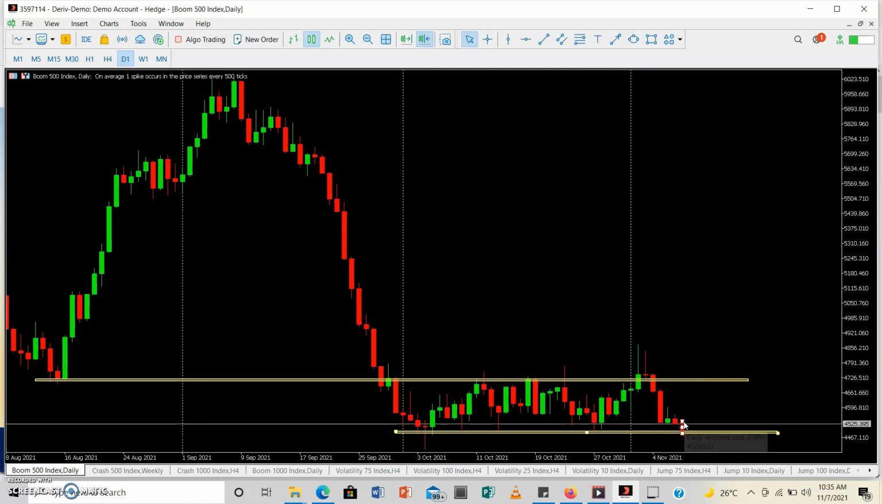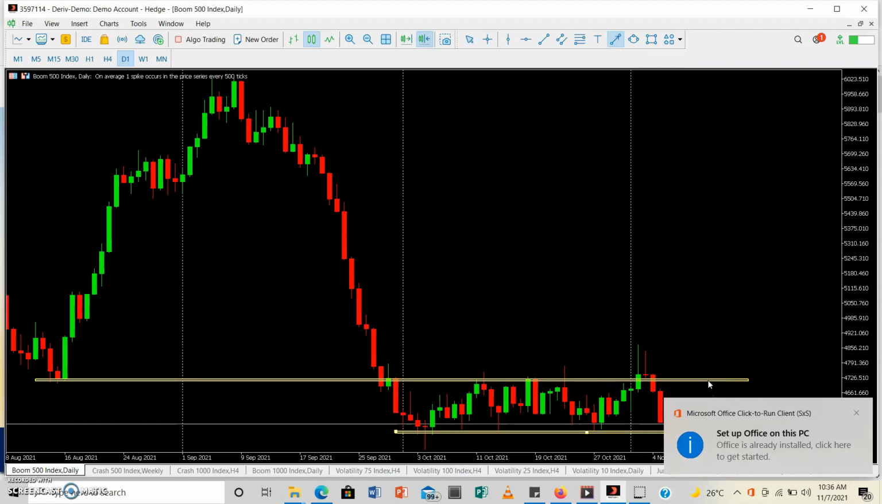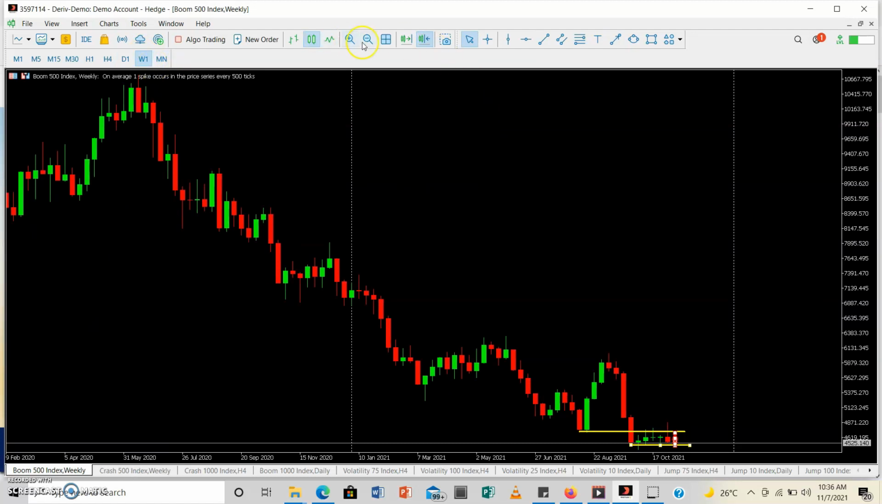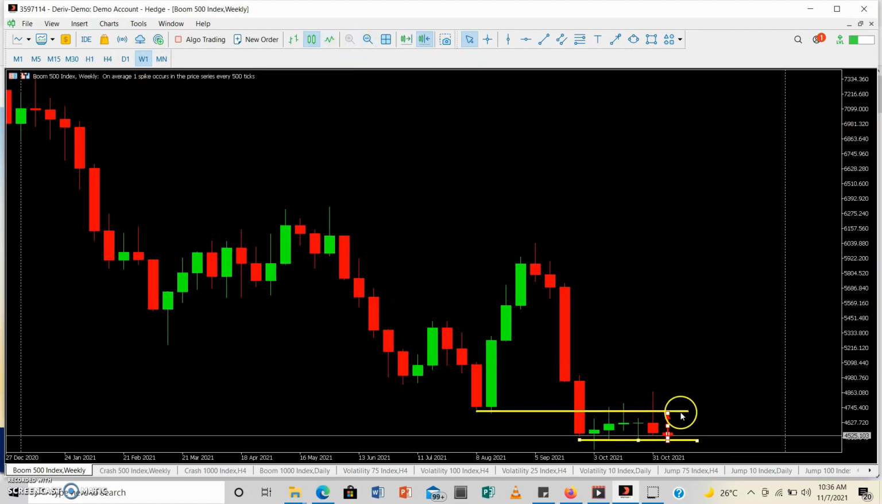So we're going to probably sell to this point. And now we are anticipating that once we reach our support, we would want to bounce back and go up, right? But let's first check the weekly time frame and see which candlestick we have. We have a bearish candlestick right here, which can even extend further than this.